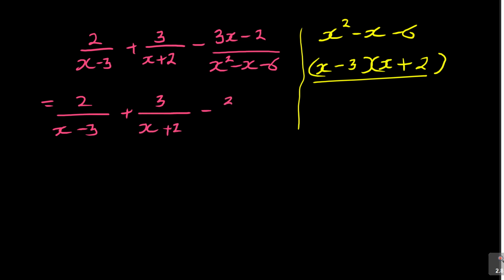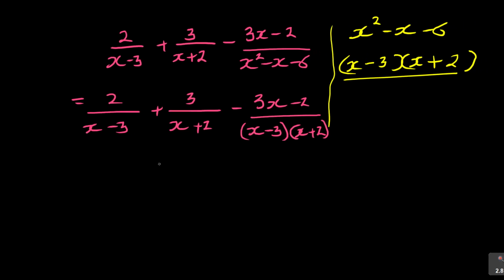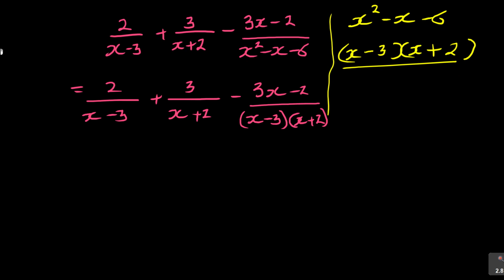minus 3x minus 2 over, then you write your x minus 3 and x plus 2 here. That's what they wanted. Are you with me? That's what they actually wanted you to do. Why? Look at it. They always give you something that is relatable. They don't just give things at random. You can see x minus 3 is there. You can see x plus 2 is there.